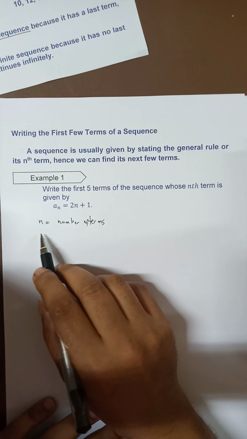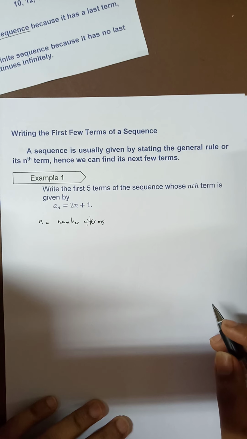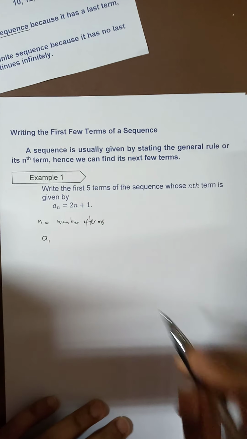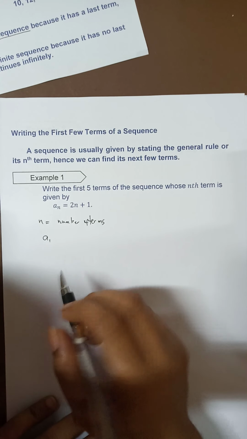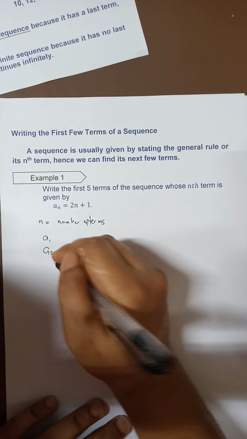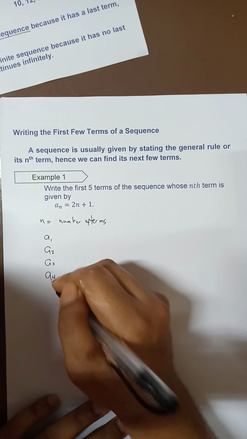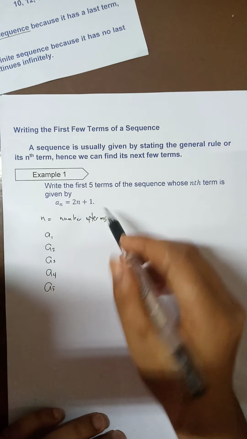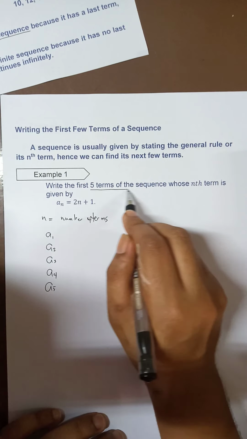So for each n, we substitute numbers from 1 to 5. So we have a sub 1, which is the first term, since our n is 1, up to a sub 2, a sub 3, a sub 4, and a sub 5, since we are looking for the 5 terms of the sequence.